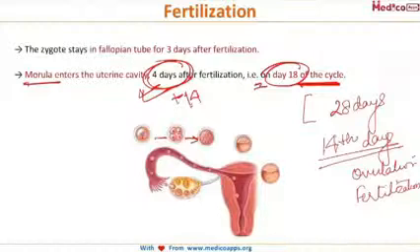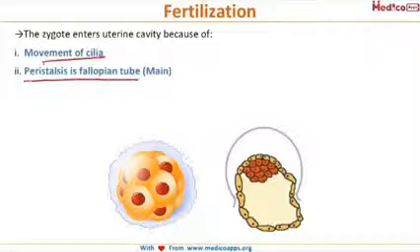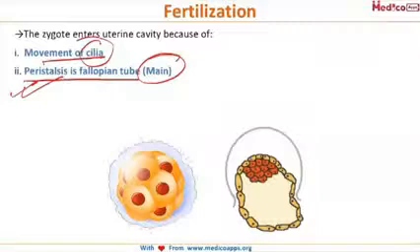Now, what helps in the movement of the zygote towards the uterine cavity? That is because of the movement of the cilia present in the fallopian tube as well as the peristalsis of the fallopian tubes, and among these the peristalsis is the major factor. Now, here we have a clinical implication of this: in case of pelvic inflammatory disease, either due to tuberculosis or any other infection, when the cilia are damaged, then the movement of the zygote is hampered, and thus it leads to ectopic pregnancy. That is, the zygote gets implanted in the fallopian tube itself.